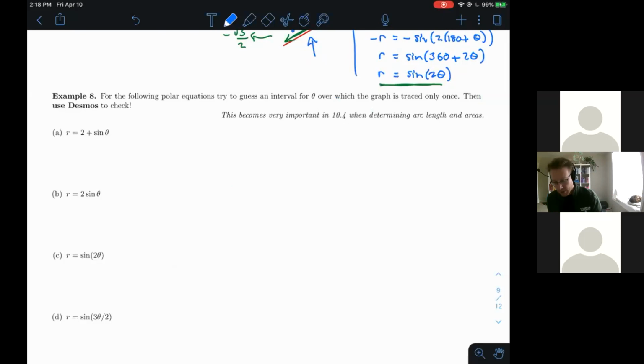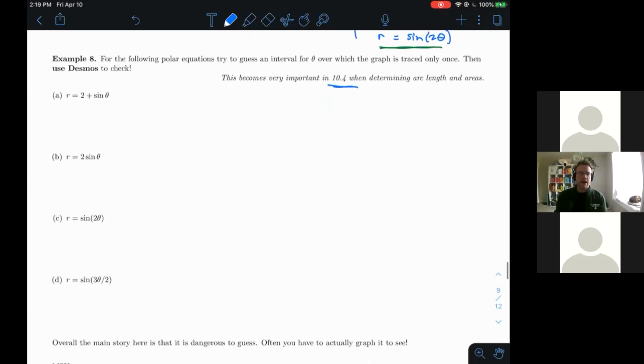And this becomes very important later on, as I mentioned here in 10.4, when we're determining arc length and areas. You want to make sure that you get the entire curve, but you want to make sure that you only get it once, right? If you start tracing it multiple times when you calculate the arc length, you're not going to get the right answer, because you're going to get maybe twice the arc length. Or if you didn't get the entire curve, you're not going to get the entire arc length when you calculate with this formula. And so this becomes quite important later on in 10.4 when we start doing some other calculus with this stuff.